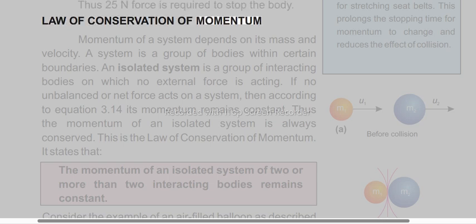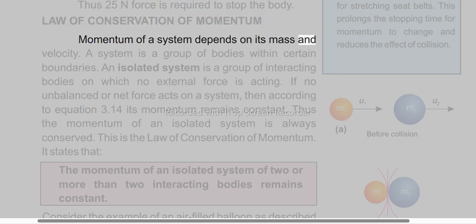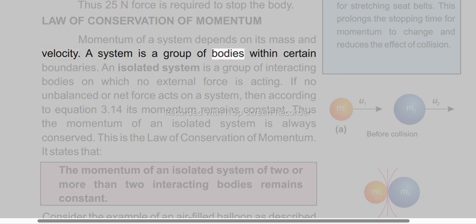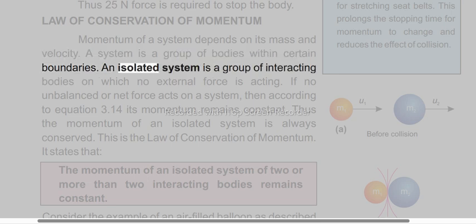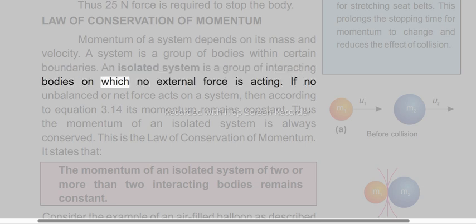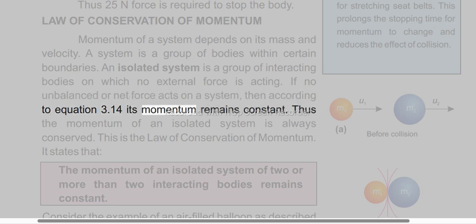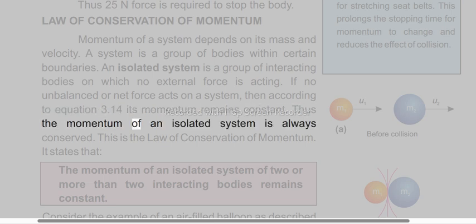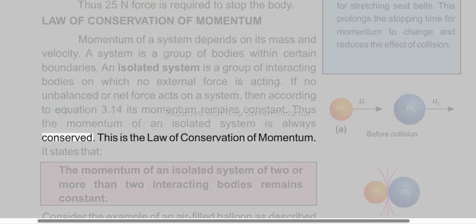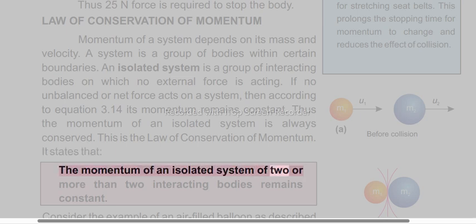Law of conservation of momentum. Momentum of a system depends on its mass and velocity. A system is a group of bodies within certain boundaries. An isolated system is a group of interacting bodies on which no external force is acting. If no unbalanced or net force acts on a system, then according to equation 3.14 its momentum remains constant. Thus the momentum of an isolated system is always conserved. This is the law of conservation of momentum. It states that the momentum of an isolated system of two or more than two interacting bodies remains constant.